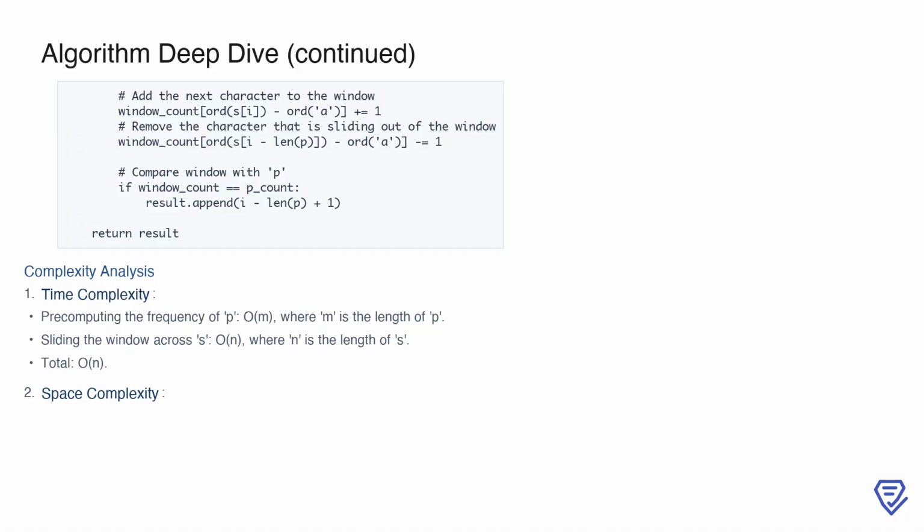After updating the counts, we compare window_count with p_count to check if the current window forms an anagram of p. If they match, we calculate the starting index of the current window, which is i minus len(p) plus 1, and add it to the result list. This process continues until the window has traversed the entire length of s. Once the iterations are complete, we return the result list containing all the starting indices of anagrams of p within s. The sliding window approach ensures that we efficiently find all anagrams while maintaining a linear time complexity of O(n), where n is the length of s.